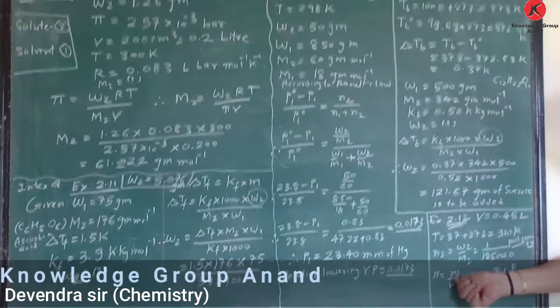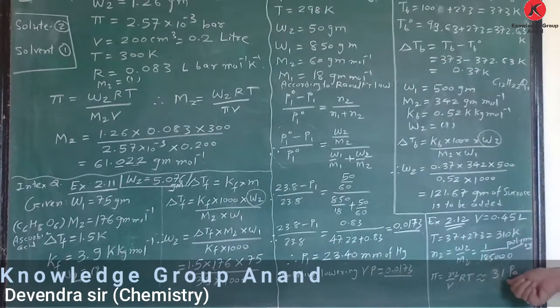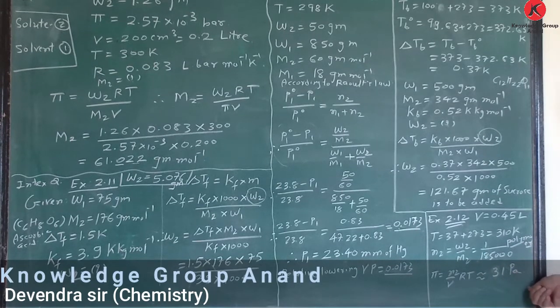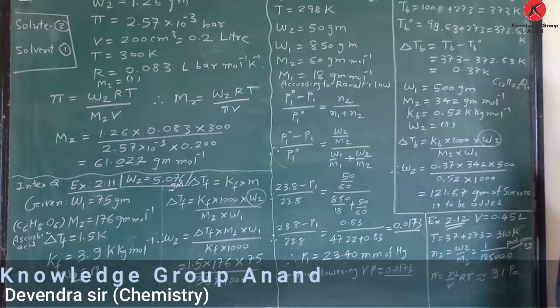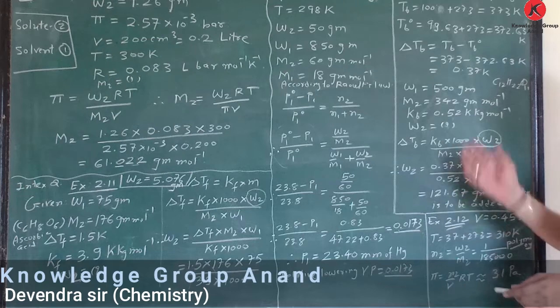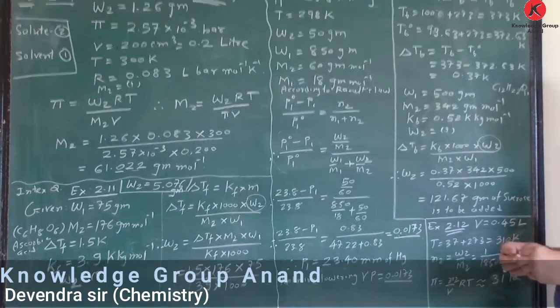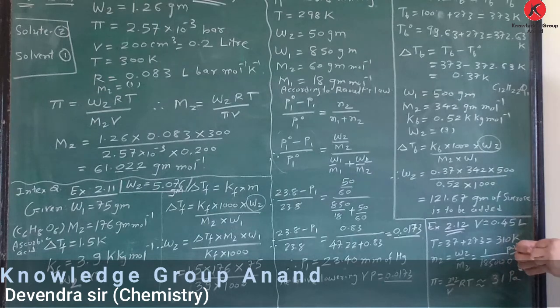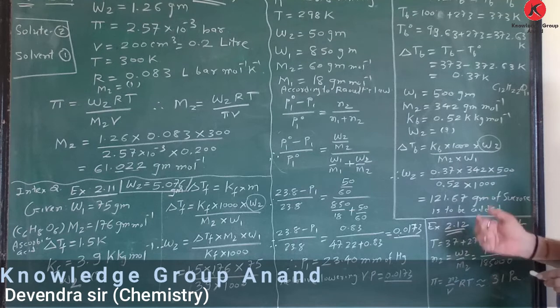So pi is equal to N2 divided by V into RT. Put all those values, you get 31 Pascal. This pressure is nothing but the osmotic pressure of the particular polymer. And whatever the questions are asked from this, it's very important. You have to remember certain formulas and do the calculation very carefully with the help of a calculator, and read the sentence very carefully.